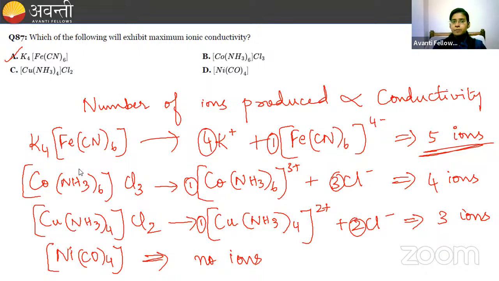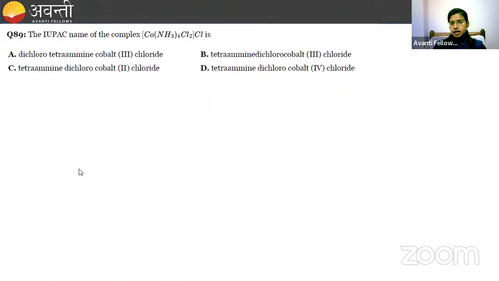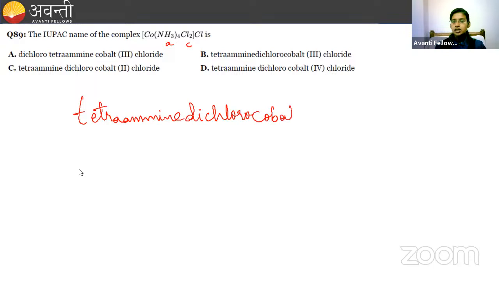Now moving on to the next question, question number 89. The IUPAC name of the complexes. We have 2 ligands attached to the metal cobalt. One is amine, the other one is chlorido or chloro. If 2 different types of ligands are present, then we have to follow the alphabetical order, right? So first comes amine. We have 4 amine, so it is tetraamine. And we have 2 chloro, so it is dichloro. And the central metal atom is cobalt.